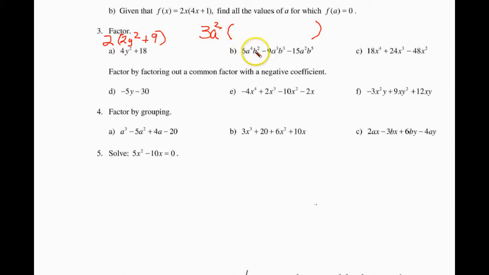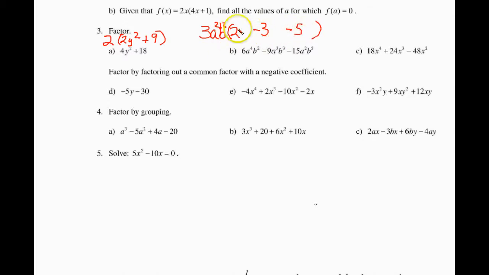Then I look at B. B to the 2nd, B to the 3rd, B to the 5th. I can take out B to the 2nd. So that's what I'm taking out of each one of these. Now when I do that, what's left? Well, here I get 3 and there goes 2. Let's just do the numbers first. This is going to be a negative. This number is going to be 3. And this is going to be a negative, and that's going to be a 5.